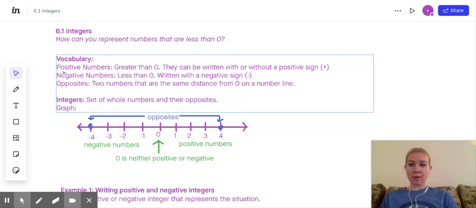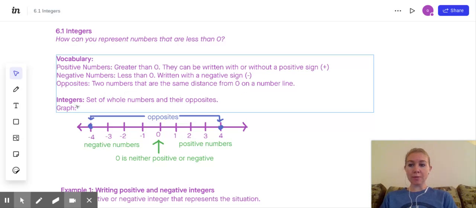The first vocabulary word is positive numbers. So positive numbers are greater than 0. They can be written with or without a positive sign, which is the plus sign as well. Negative numbers are less than 0, and they always are written with a negative sign, or like a minus sign. Opposites are two numbers that are the same distance from 0 on a number line. And we'll talk about that here in just a second.